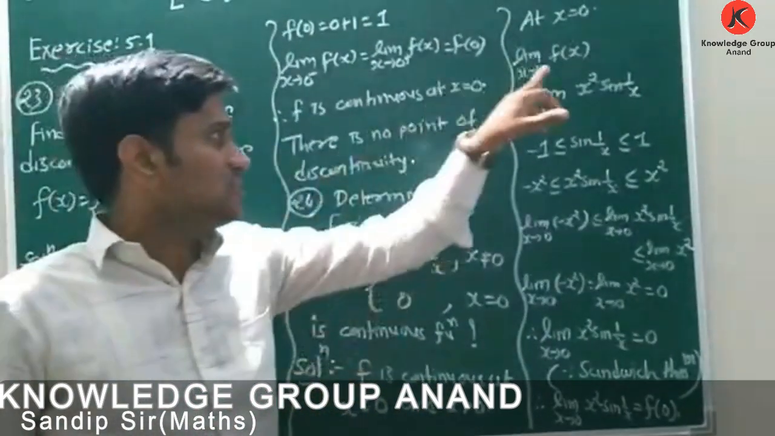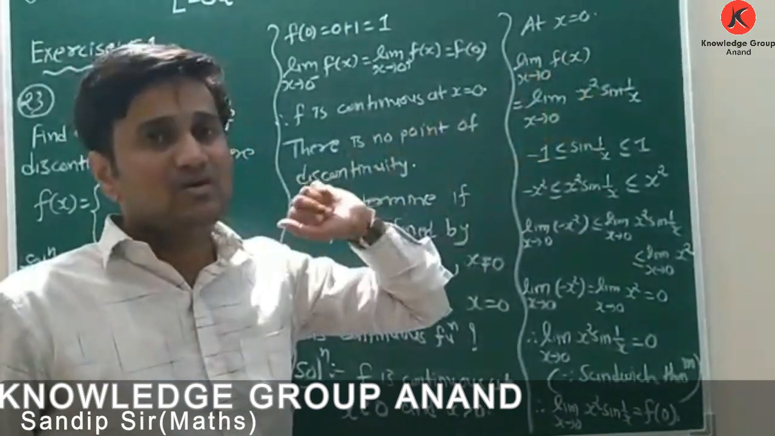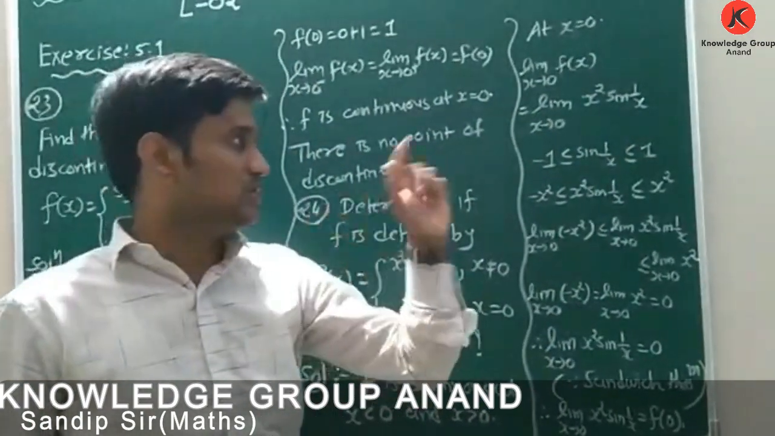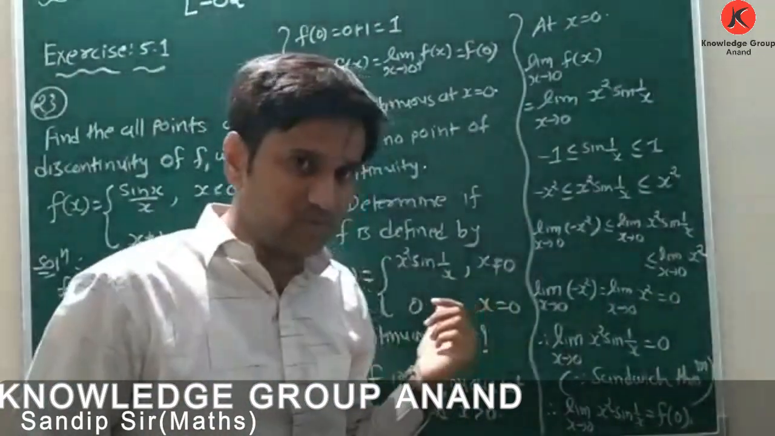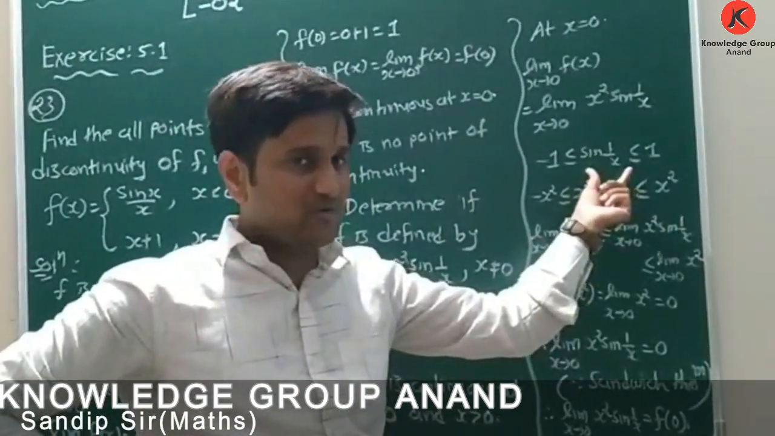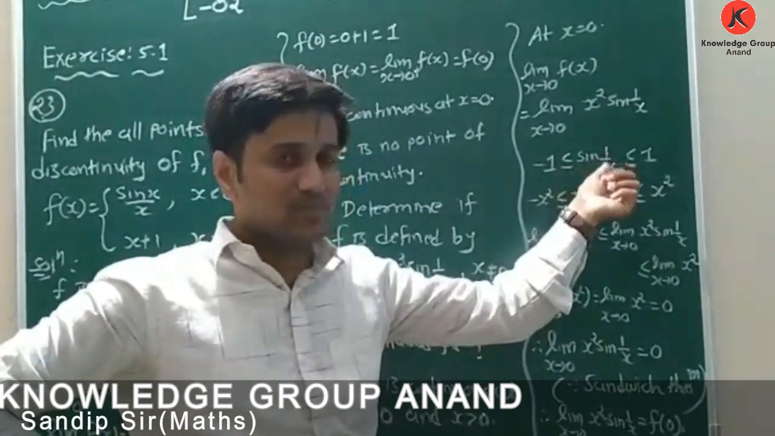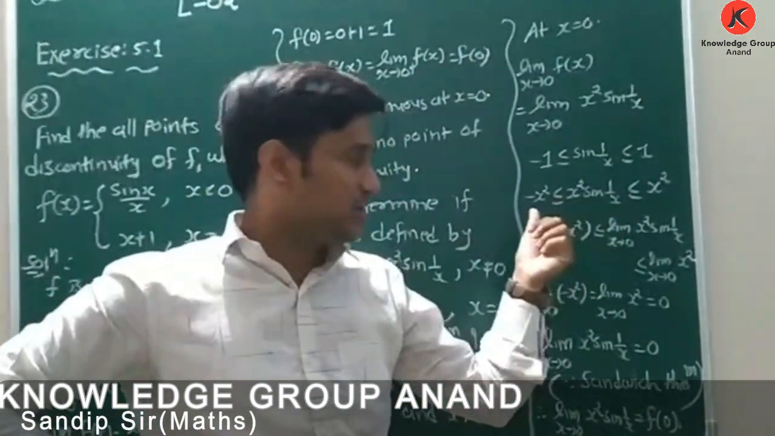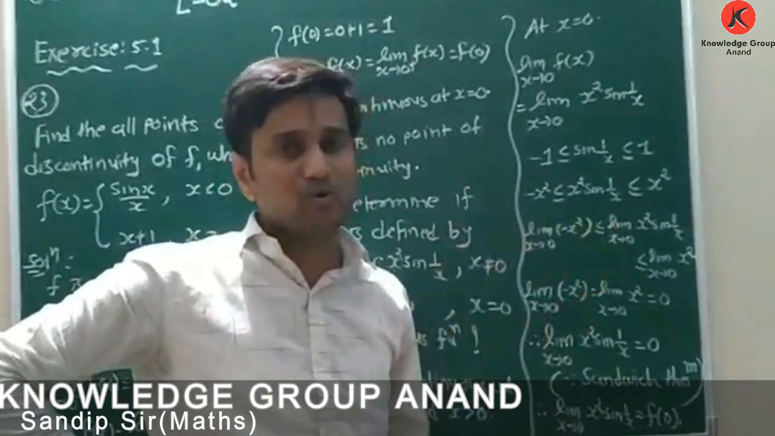Okay, let us check. Limit x tends to 0, f of x is equal to limit x tends to 0 x square sin 1 upon x. Now to find its value, we use the inequality, the sandwich theorem that you have in 11th standard. So for example, the range of the sin function for any angle, that means minus 1 to 1, that means minus 1 less than equal to sin 1 upon x less than equal to 1. Multiply the whole inequality by x square, that means minus x square is less than equal to x square sin 1 upon x less than equal to x square.